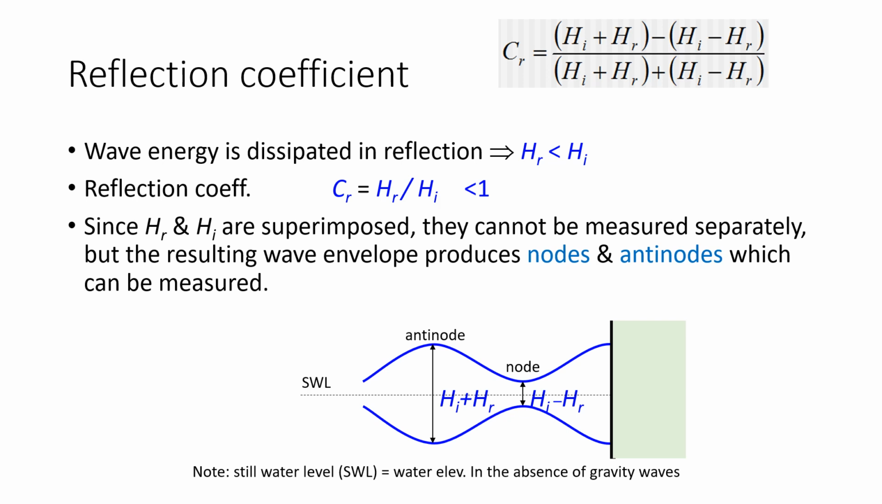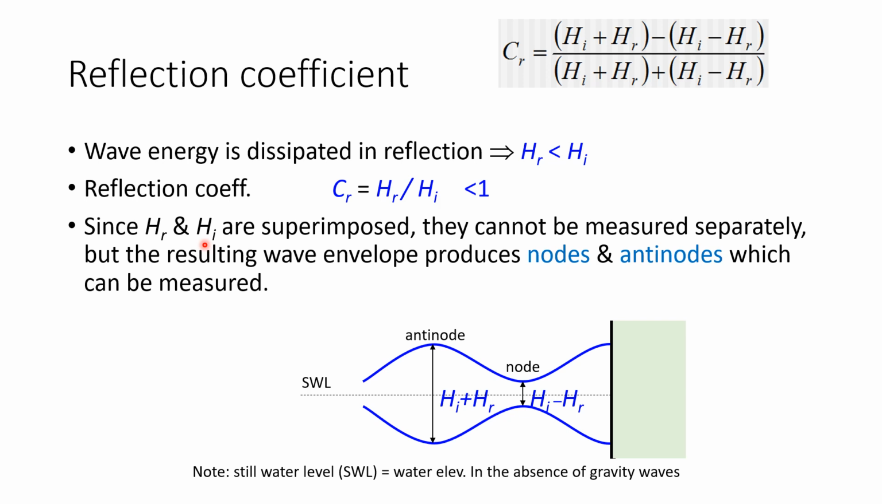However, in an actual situation, it is unlikely that there is no energy dissipation on the surface of the structure. As a result, typically the reflected wave height will be less than the incident wave height. So we have a reflection coefficient CR equals HR over HI, which is typically less than 1. Since HR and HI are superimposed in front of the structure, it is actually impossible to measure what is HI and what is HR separately.